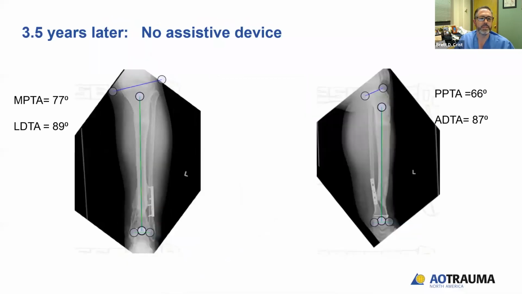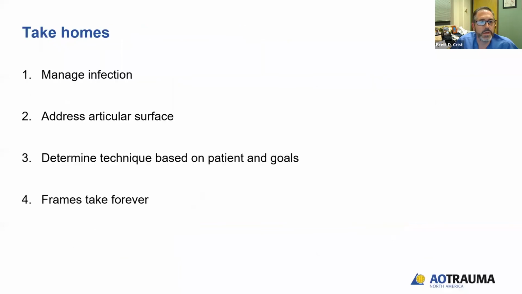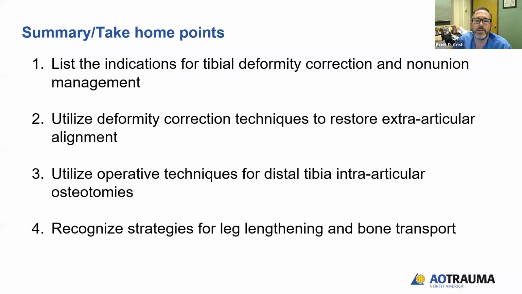But this is his MPTA, which is, I mean, it's 77, so it's not great. And his proximal tibial angle is a little exaggerated as well. But the take-homes are manage the infection, address the articular surface, like you said, and I think it's important. I'm much more aggressive fixing that earlier than later, for sure, just because of the problems that come along with delaying the articular fixation. Determine the technique based on the patient and their goals, and then frames can take forever.